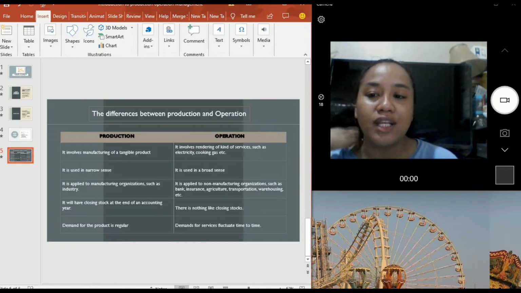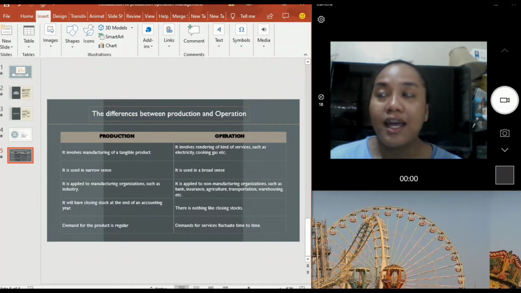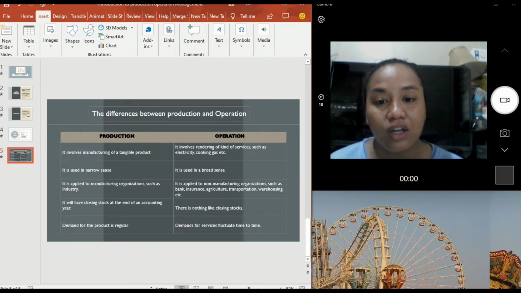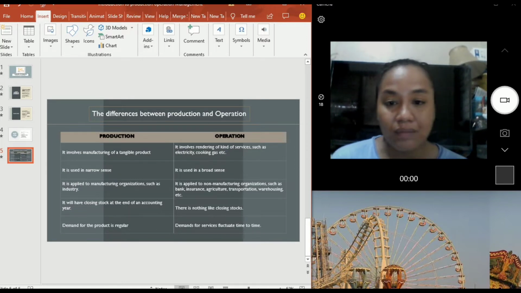For production, it involves manufacturing of tangible products. Tangible products are products that we can physically touch. And for the operation, it involves rendering of kind of services such as electricity, cooking gas, and etc.